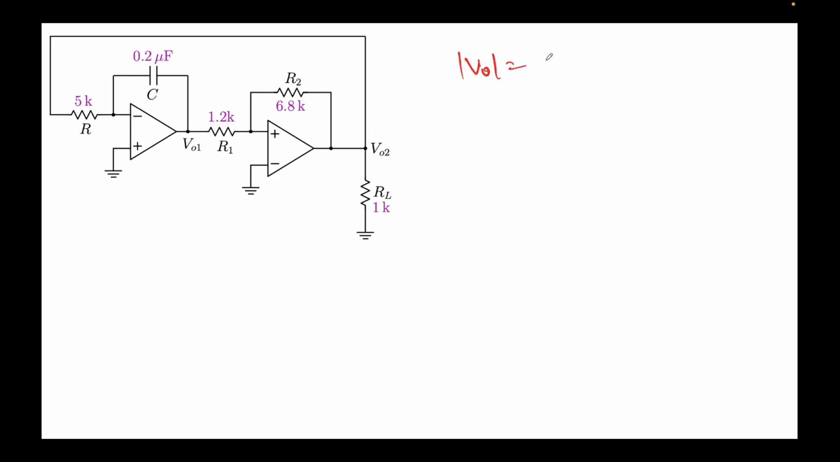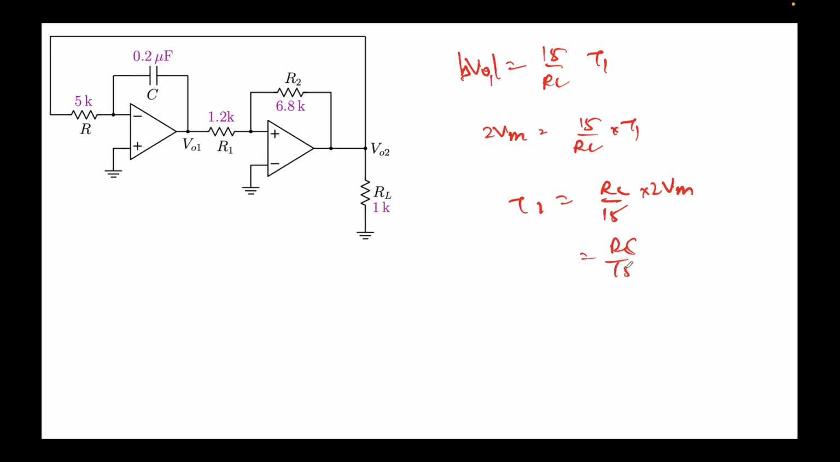Delta v01 was 15 over RC times t1. If we do that, delta v01, the total swing, which was 2 Vm, is 15 over RC times t1. So this gives me t1 equal to RC over 15 into 2 Vm. Now the Vm value is 15, so RC over 15 times 2 times 15, this gets cancelled, so it will be twice RC. Right, now let me put the value of R and C.